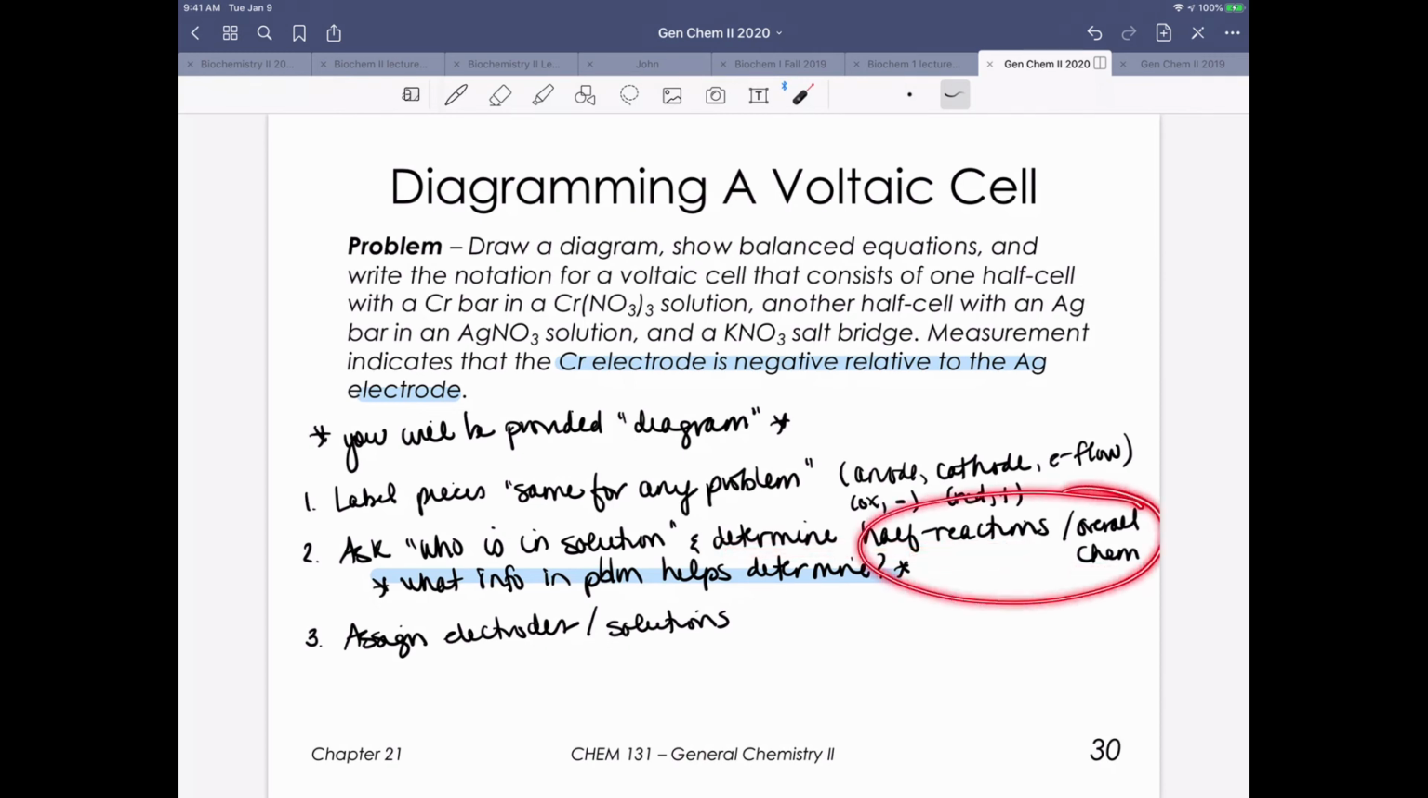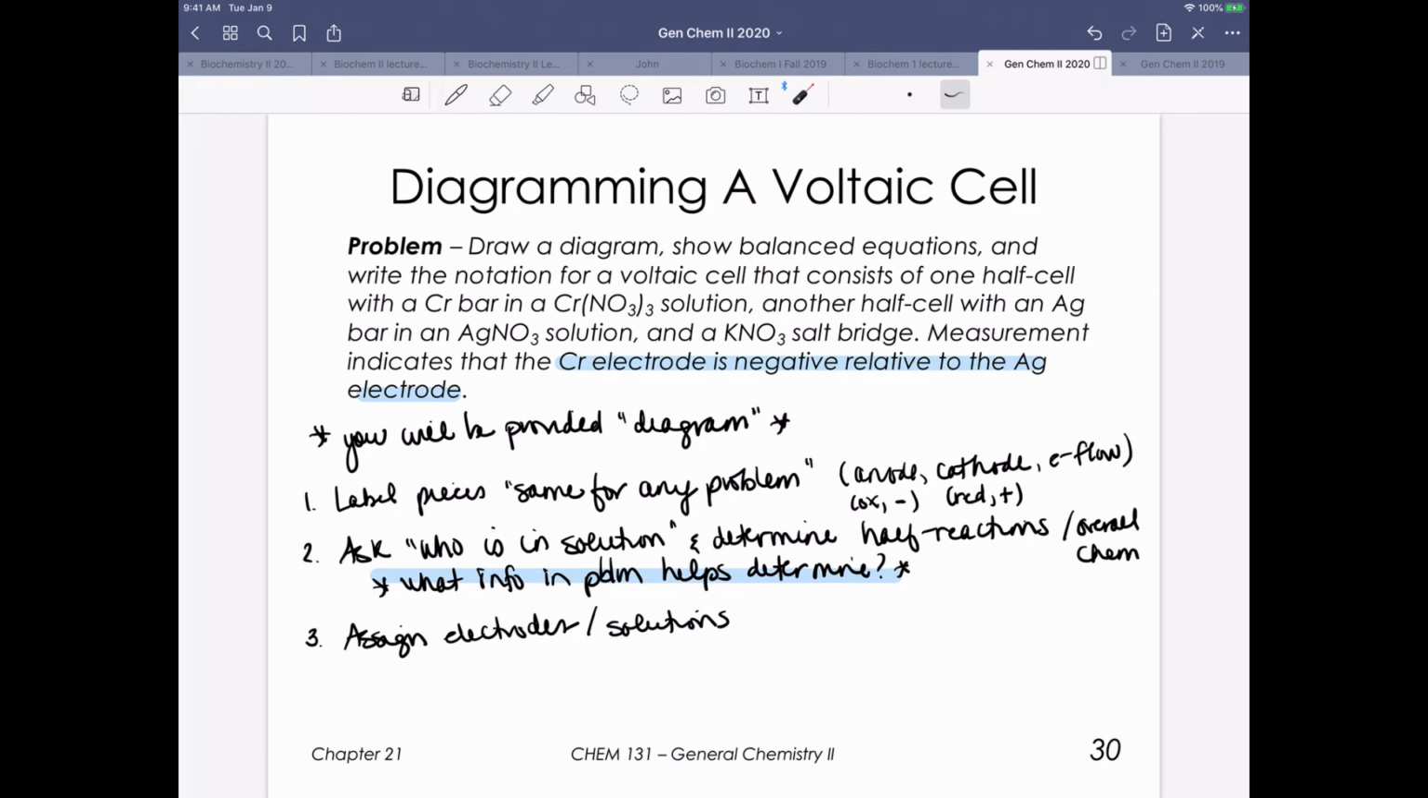Now this is something we're going to build on from the skills we had in our first lecture. Remember, we had to pull apart and identify who looked like they belonged together in a half reaction. And again, we might need some help from information in our problem to determine, for example, which is the oxidation and which is the reduction reaction. What I've highlighted in blue here is that information that helps us. It tells us that the chromium electrode is negative relative to the silver electrode. So that tells us that chromium is where oxidation is occurring. Okay, so that's going to be an important little piece to our puzzle.